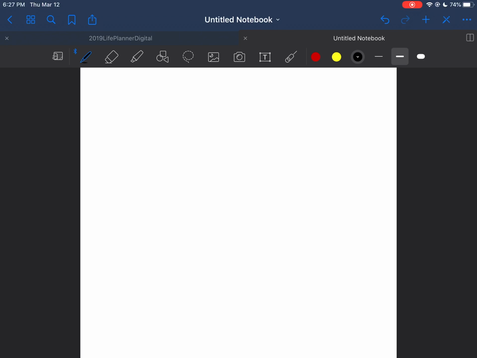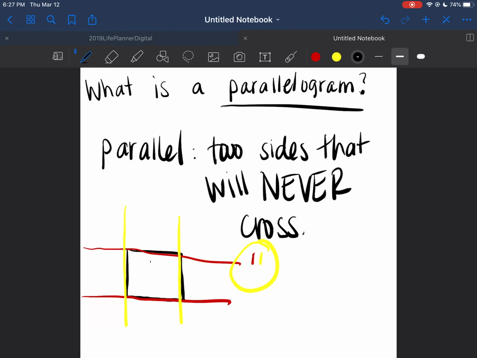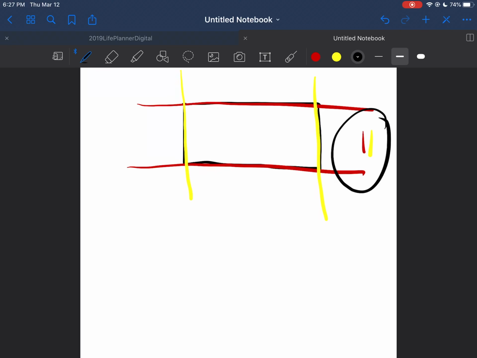Let's see if a rectangle is a parallelogram. Again, I usually start with the top, so the opposite of the top is the bottom side. I extend those lines out. Those lines will never ever cross, so they are parallel. I check my left side and my right side. Those lines will never cross, so those are also parallel. So a rectangle has two sets of parallel sides. Remember, a parallelogram has two sets of parallel sides. A rectangle is a parallelogram because it has two sets of parallel sides.